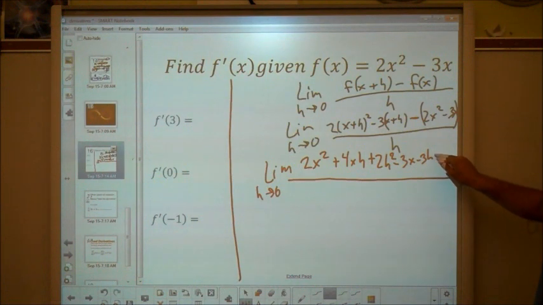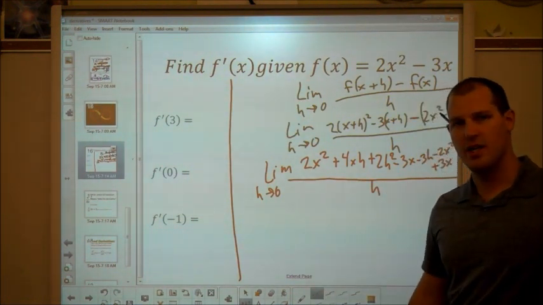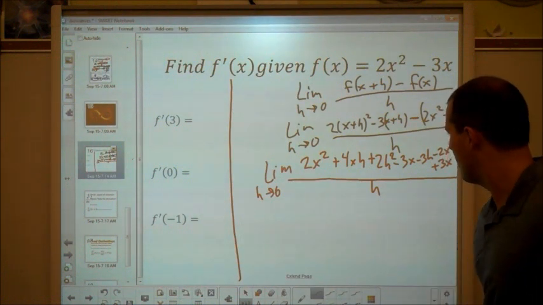Alright, we'll keep going. Minus 3x, minus 3h, minus 2x squared, and plus 3x. Alright, I ran out of space. Okay, I'm kind of fudging it a little bit there. I'm going to fill in the h, but the good news is we're about to cancel a bunch of this stuff out, so let's do it.